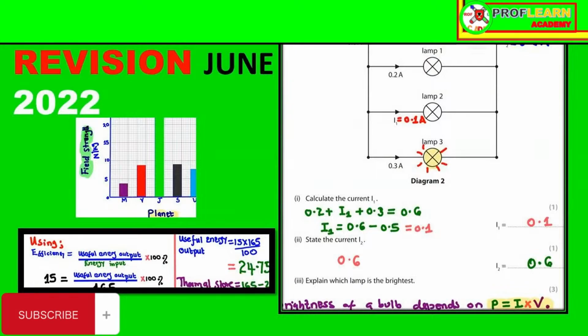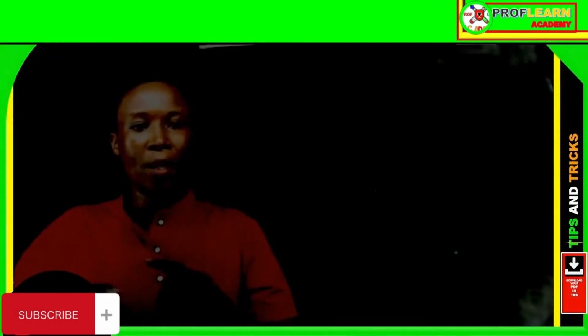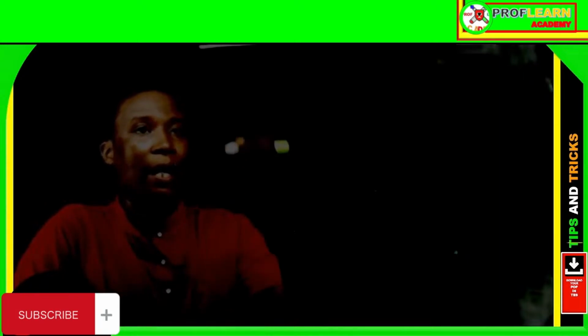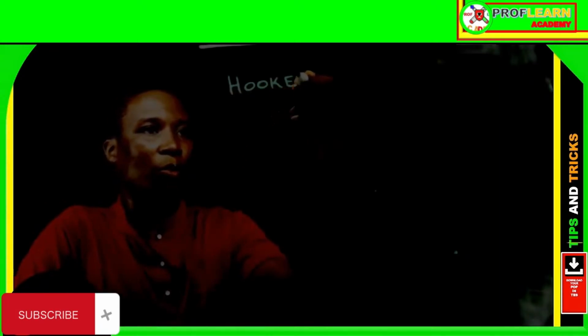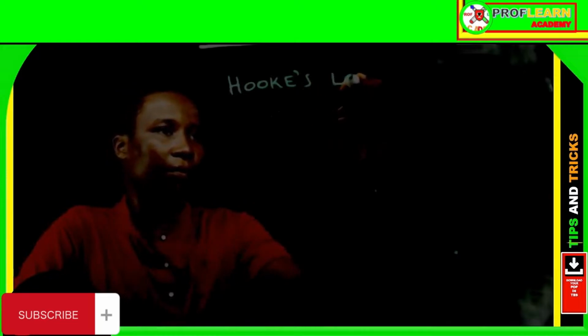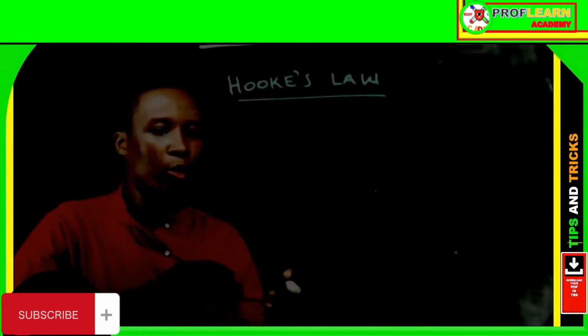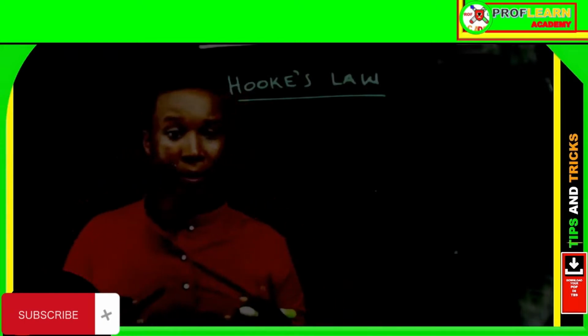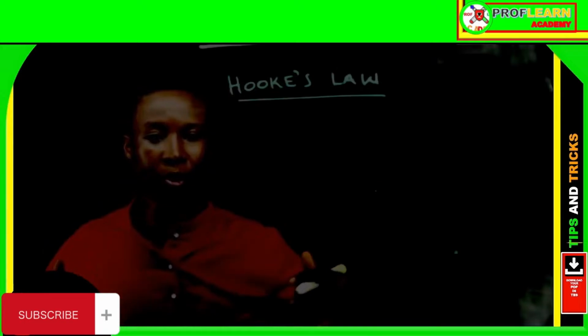Now, under forces and motion, we're going to look at the characteristics of force and what force can really do. And we're going to look at Hooke's law. That's the main area that I want us to look at. Under Hooke's law, you're going to study the behavior of springs. What happens to springs when you exert a force on them?